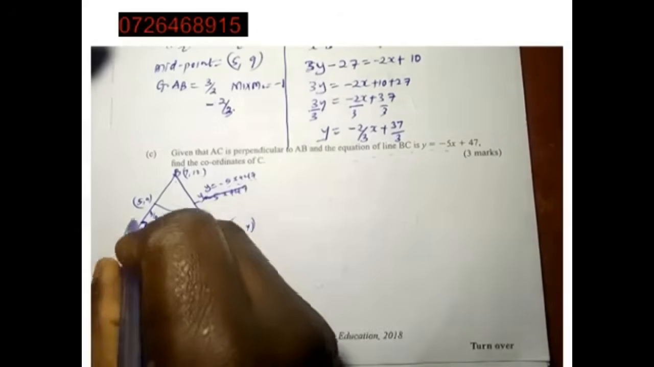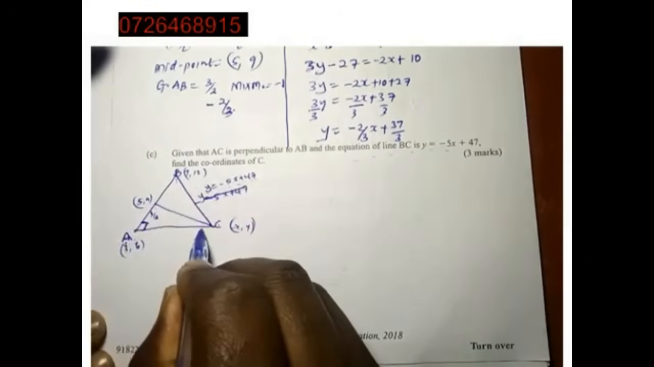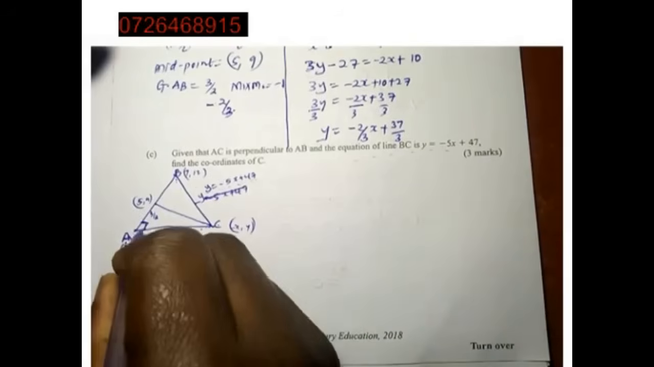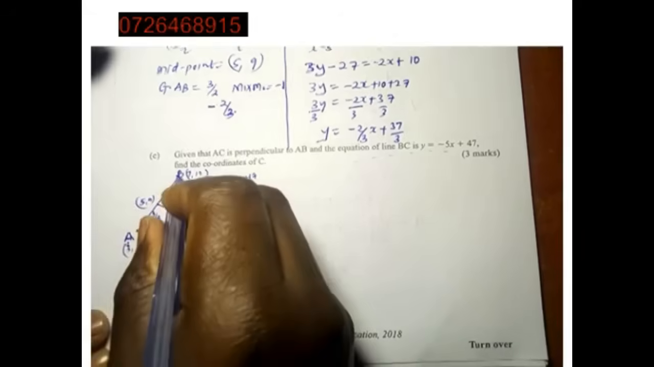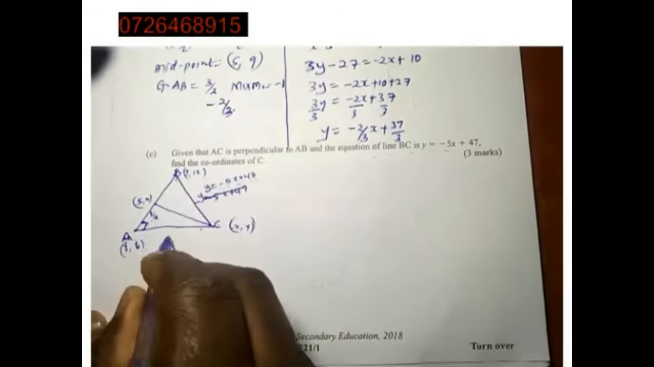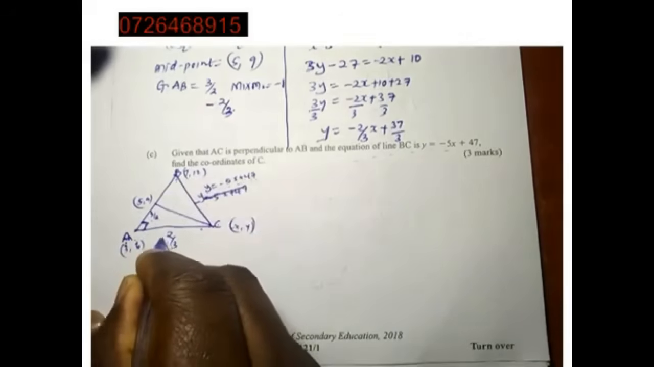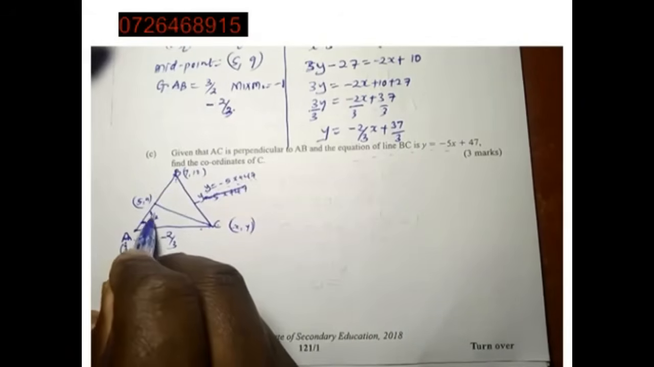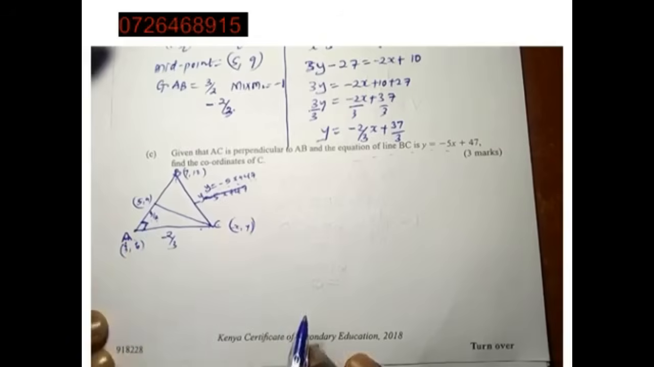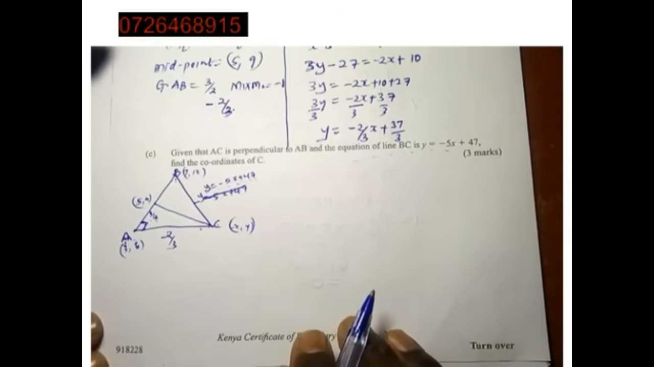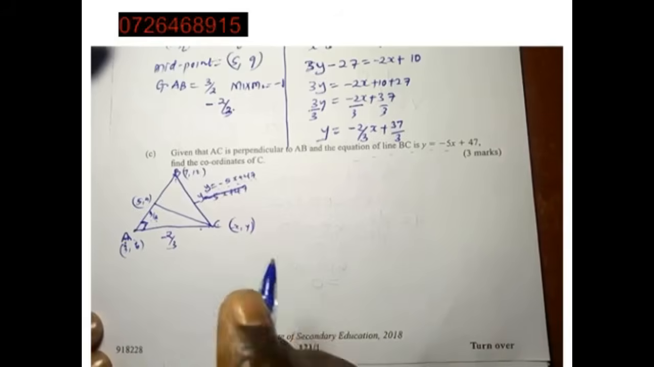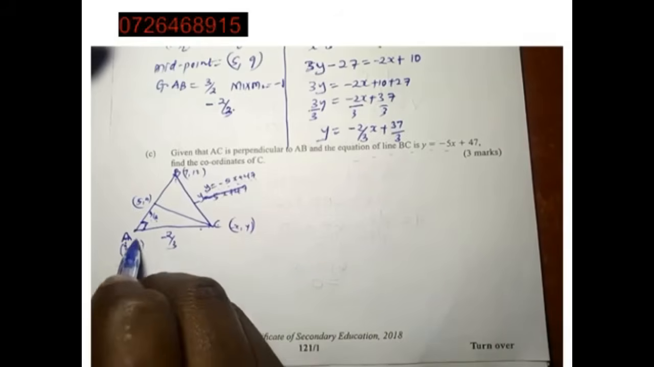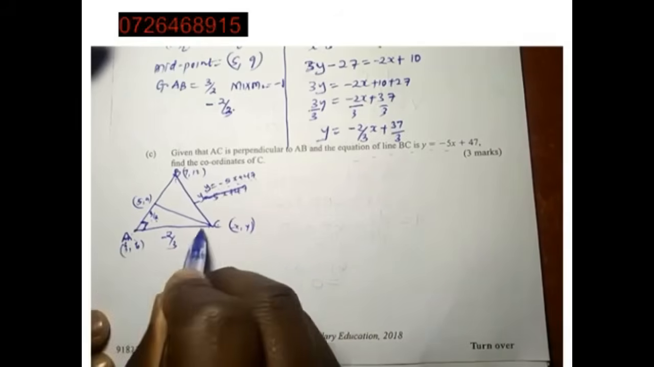So if AB and AC are perpendicular, the relationship of the gradient, we know the gradient of AB. So the gradient of AC is -2/3. If this is 3 over 2, this will be like this. For perpendicular lines, when you multiply the gradients, the answer should be -1. Now that we have one point, we can find the equation of AC.